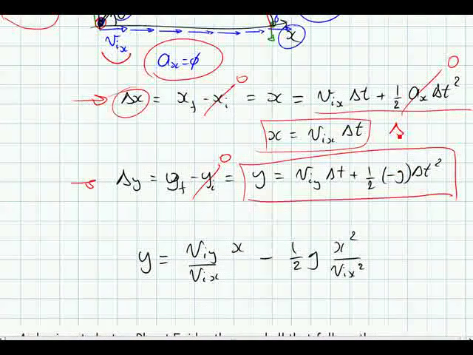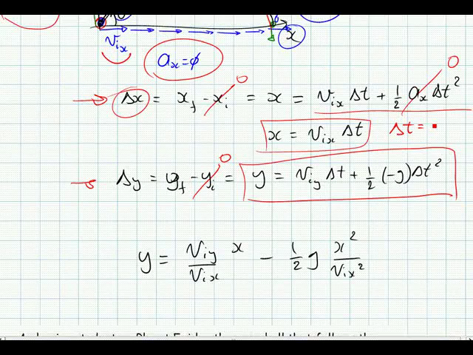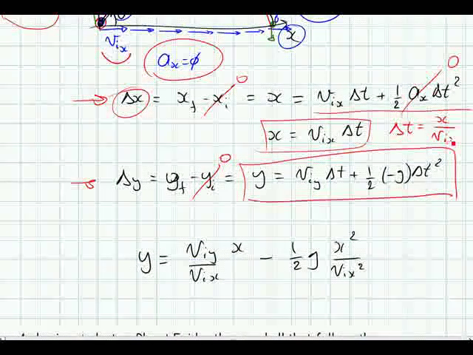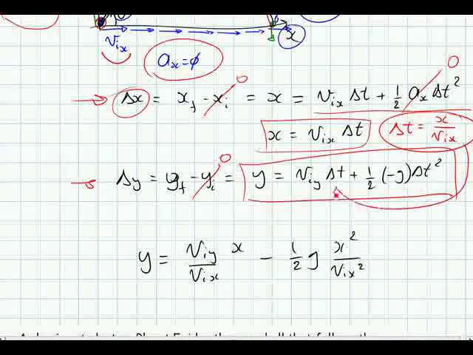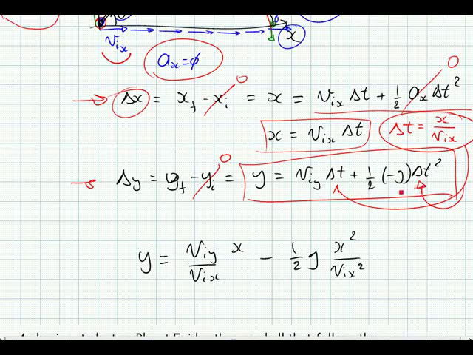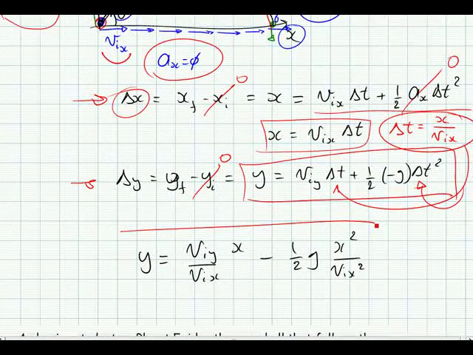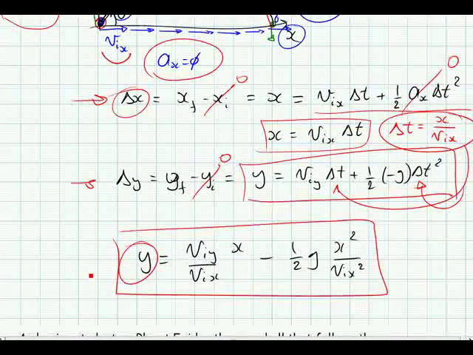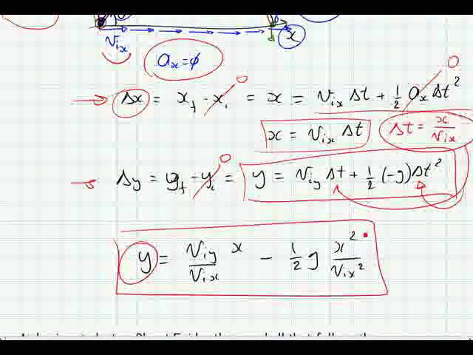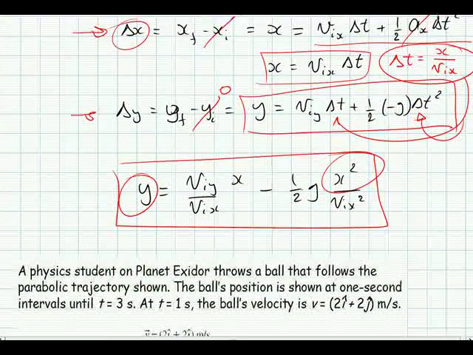Now from up here we can rewrite delta t in terms of x and v_ix, and substituting it into where we have delta t in this equation, we end up with this form, which is y is proportional to x squared, which is an equation of a parabola, of course.